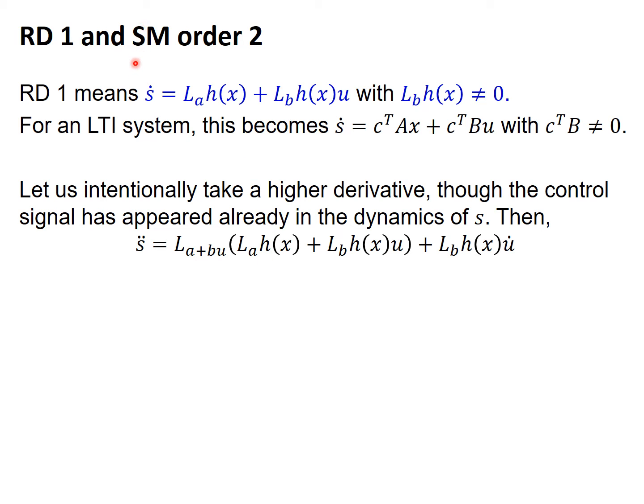For this system to have sliding mode order 2, what must happen? The discontinuity must be in the second derivative. So we must go to the second derivative. We must not stick to the first derivative. We must not remain here. We must go ahead. So intentionally we take a higher derivative.